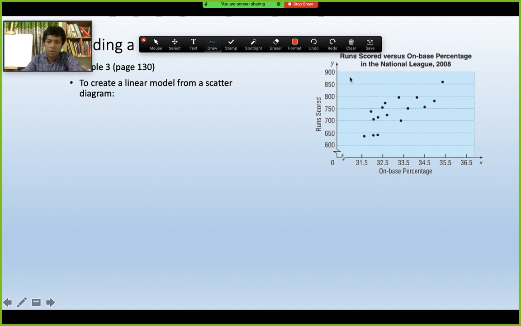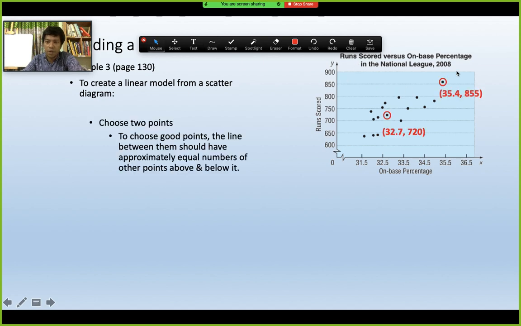Now, if we go for that, these are our 2 points that we think go through the middle. The coordinate of this point is 32.7 and 720, and this one is this. So when you have 2 points, then you can actually use the formula that we have shown. Then we can work on that.